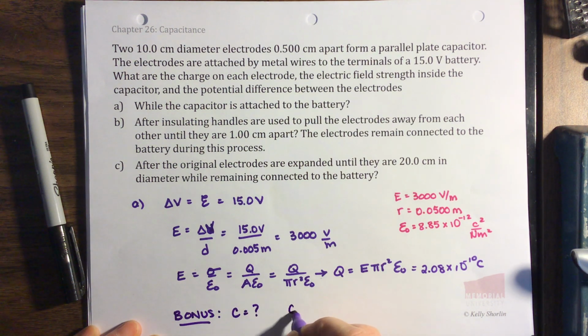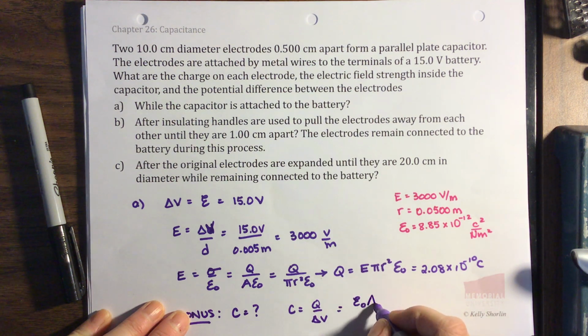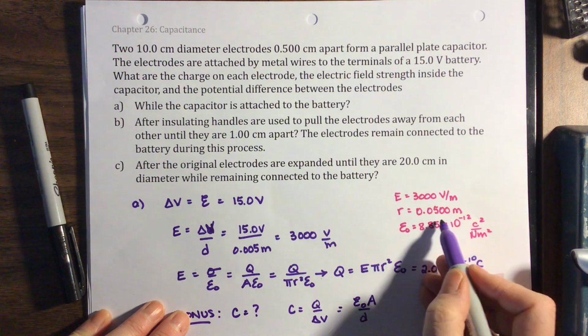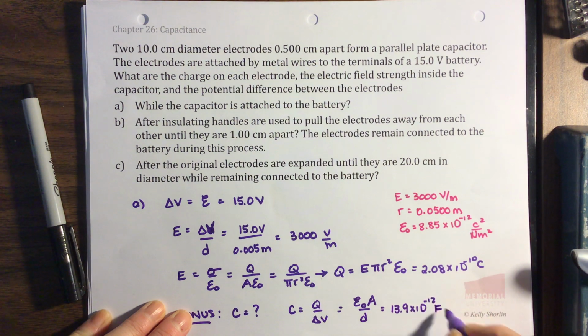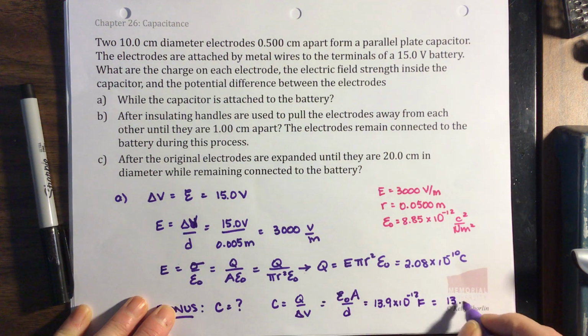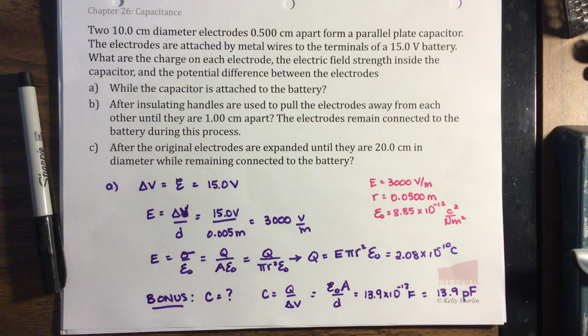There'd be two ways to find your capacitance. Your capacitance C is given by charge over change in potential difference. We know our charge, we know our potential difference. You can also find it from the geometry of your plates, because we know it's epsilon naught times the area of the plates divided by d. We know the area is pi r squared, d is 5 millimeters. If we put that together, we would get 13.9 times 10 to the minus 12 farads, which we would probably write as 13.9 picofarads. So P for pico, which means times 10 to the minus 12.